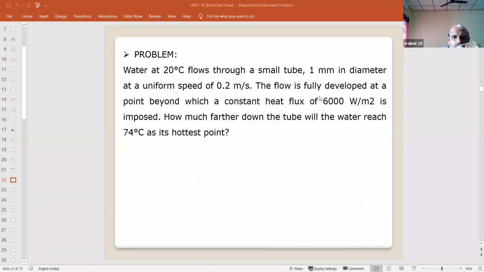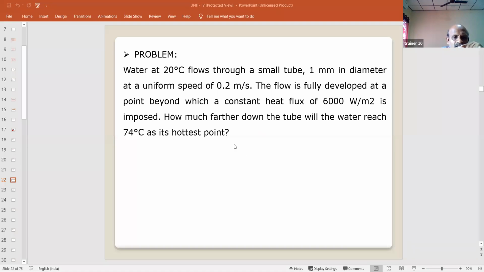The flow is fully developed at a point beyond which a constant heat flux of 6000 watt per meter square is imposed. How much farther down the tube will the water reach 74 degrees centigrade as its hottest point? That means this is the inlet temperature, this is the outlet temperature, this is the heat flux, this is the diameter, and this is the speed of the water, that means the velocity of the water which flows.